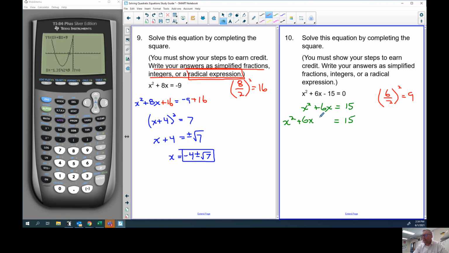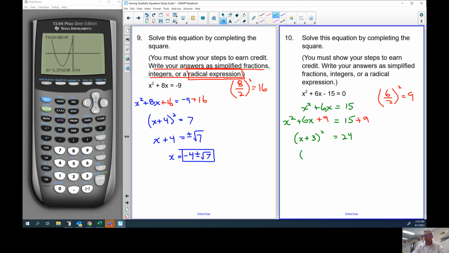All right, so I'm going to add 9 to this binomial, and I'm going to add 9 to the 15. So I'm adding 9 to both sides. Why did we add 9 to both sides? So that we could write this as the square of a binomial. And then it's just using square roots on both sides after that. So we just take the square root of both sides.